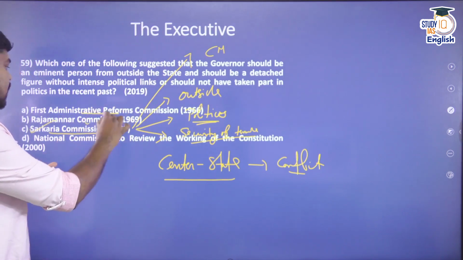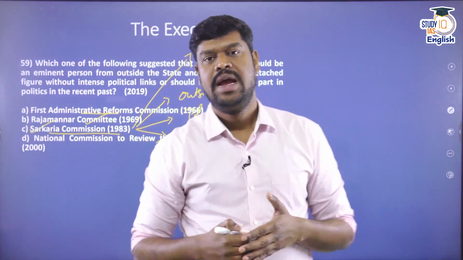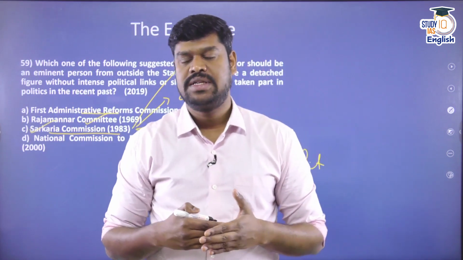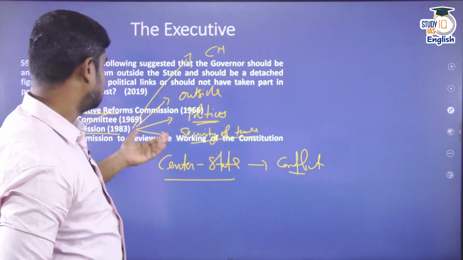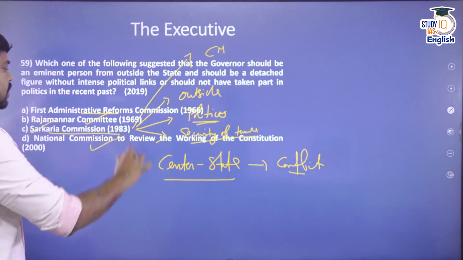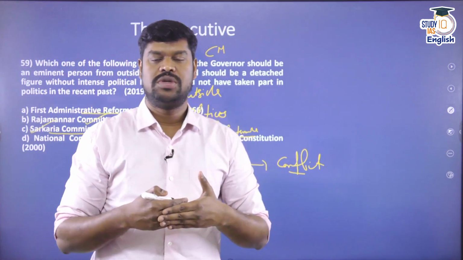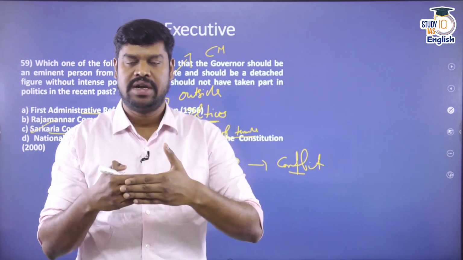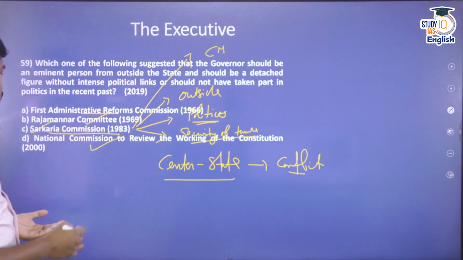Second is the Rajamannar Committee. This Rajamannar Committee is also to look into the center-state relationship, but it is not a committee appointed by the central government, but by the state government of Tamil Nadu. So, this is what the Rajamannar Committee is. Then the National Commission to review the working of the Constitution. This is to review the entire Constitution, and it was headed by M.N. Venkatachaliah, a retired Chief Justice of India. And this is also not related specifically to this particular question.